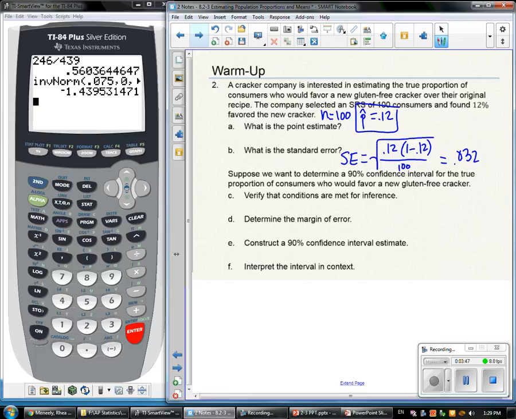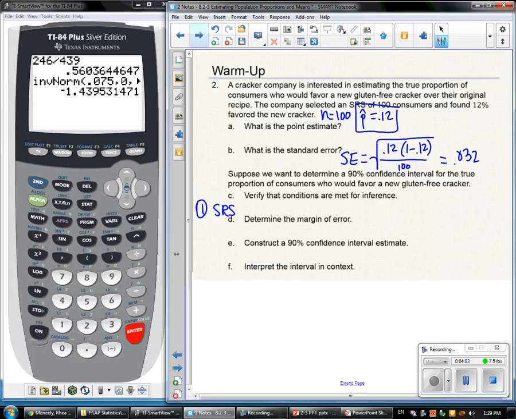So the next part says, suppose we want to determine a 90% confidence interval for the true proportion of consumers who would favor a new gluten-free cracker. Well, we have to check to make sure the conditions are met. And now there are 3 of them, so we've added a new condition. The first condition is that we have a simple random sample.